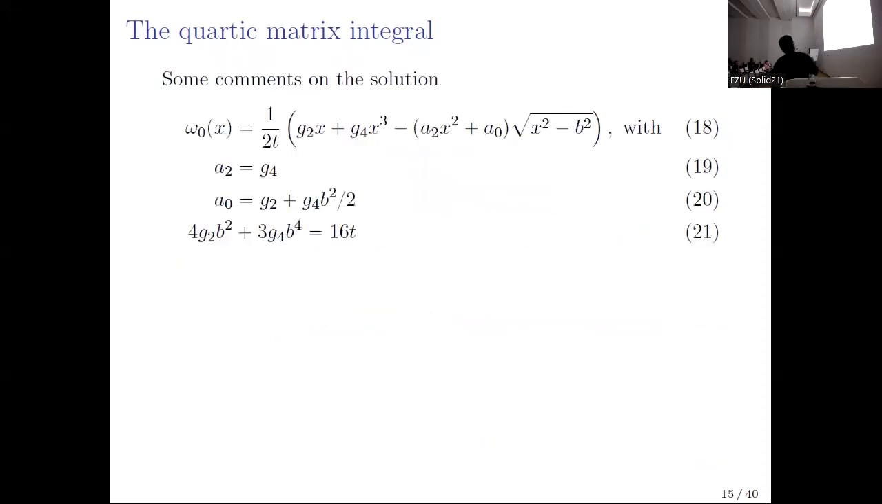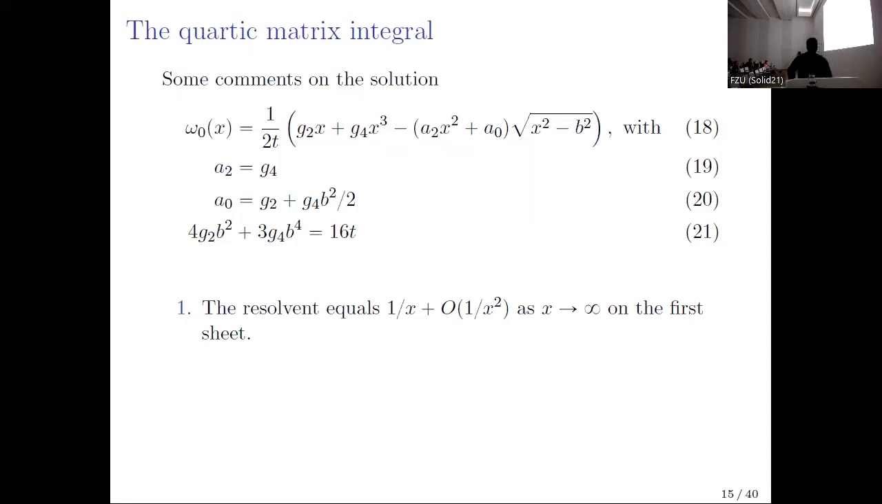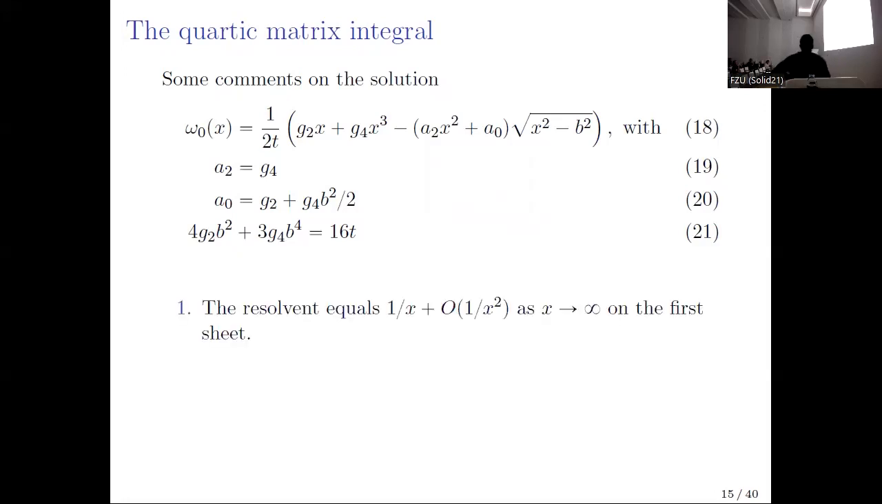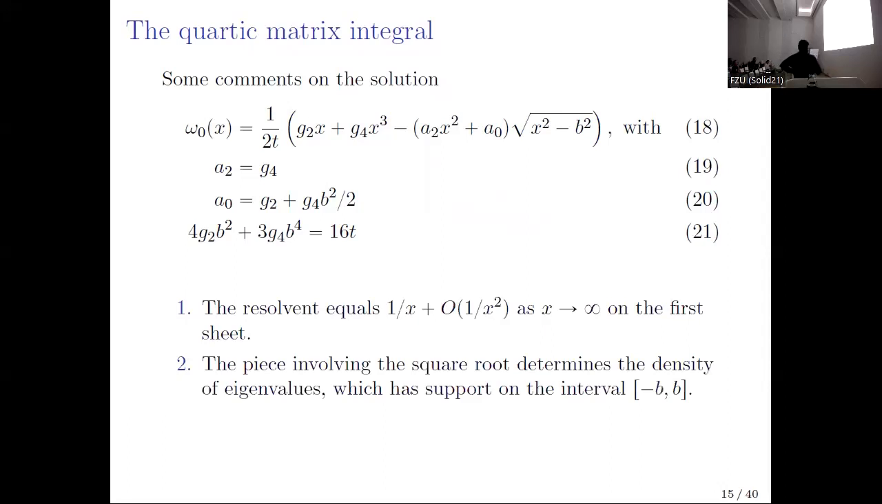Okay, so here is the solution again. I just wrote it again. And the resolvent equals 1 over x as x goes to infinity on the first sheet. Note that it's important to specify the sheet because there's a square root here. So this minus sign could have been turned into a plus if you went to the second sheet, and it's not required to go like 1 over x on the second sheet. That's okay. The piece involving the square root determines the density because the density is the imaginary part of omega, and the imaginary part will only come from the second term.